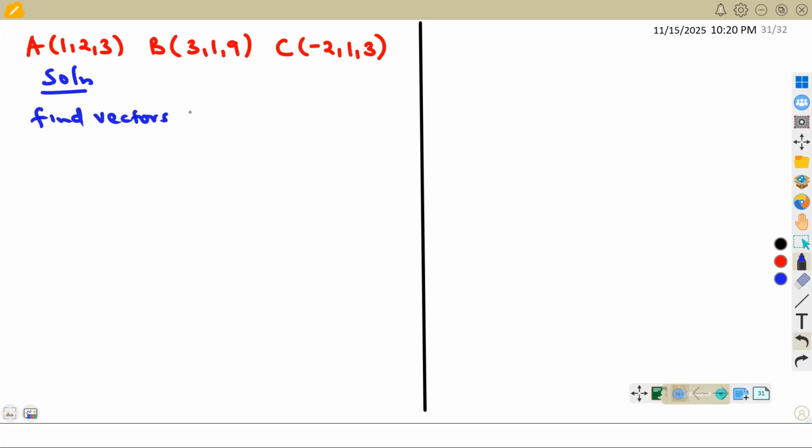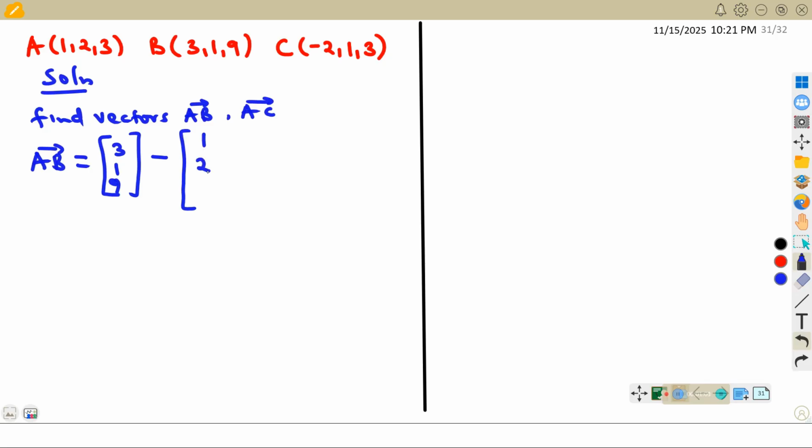Let us find the vectors AB and AC first. So vector AB will be same as having B minus A. So that is 3, 1, and 9, and we shall be subtracting, that is OB minus OA, that is 1, 2, and 3. So doing that, we get 3 minus 1, that is 2, 1 minus 2, that is negative 1, 9 minus 3, that is 6. So our AB will be 2, negative 1, and 6.